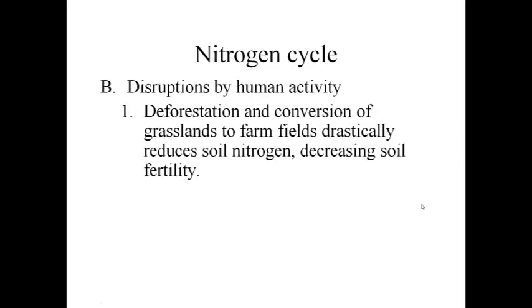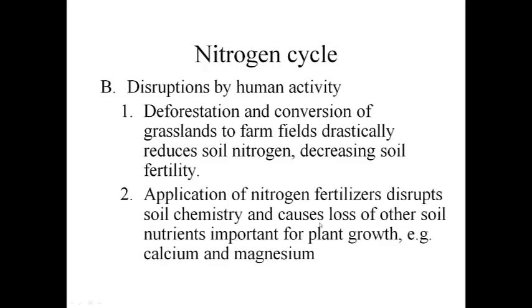The disruptions by human activity include deforestation. All of the cycles are impacted by deforestation, and the conversion of grasslands to farm fields, which drastically reduces soil nitrogen and decreases soil fertility. The application of nitrogen fertilizers disrupts soil chemistry and causes loss of other soil nutrients that are important for plant growth, for example, calcium and magnesium.